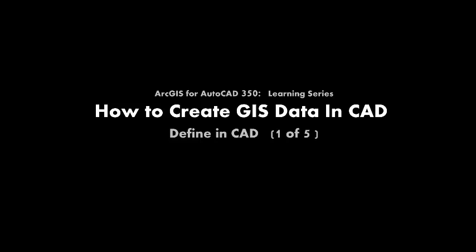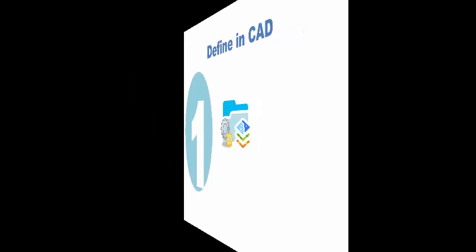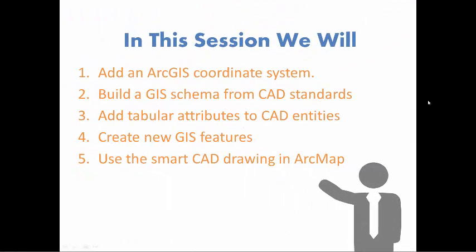In this first lesson, I will discuss building GIS data from scratch. I will organize my entities into local feature classes using the tools available to me in the free download from Esri, ArcGIS for AutoCAD. I will be using the 350 release running on top of AutoCAD 2014.